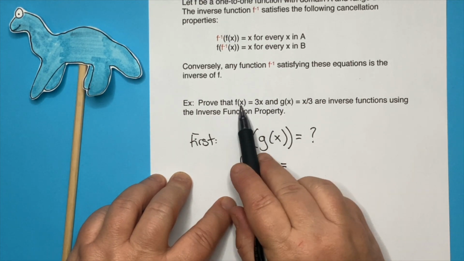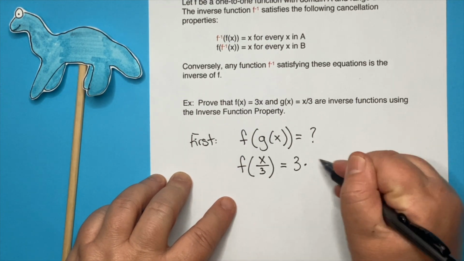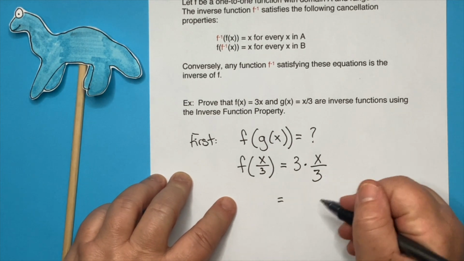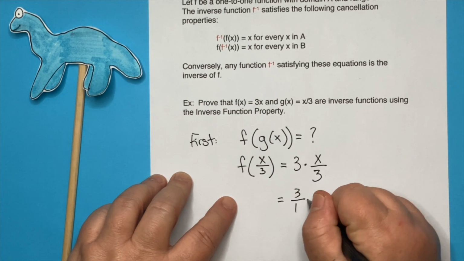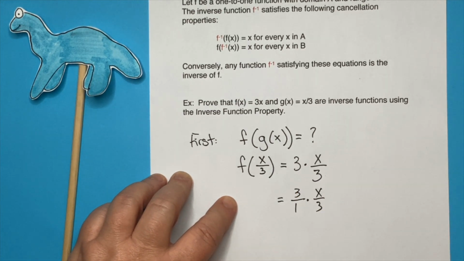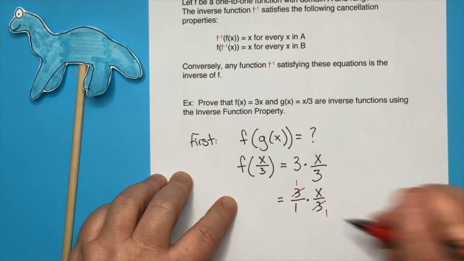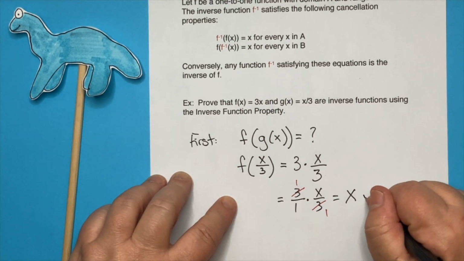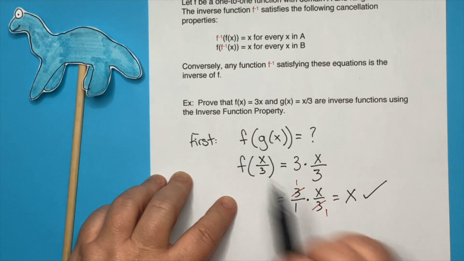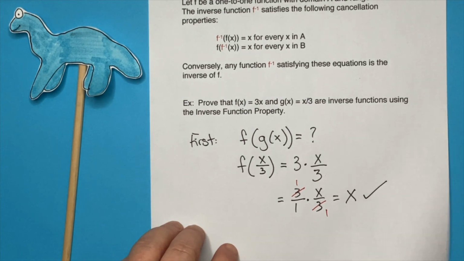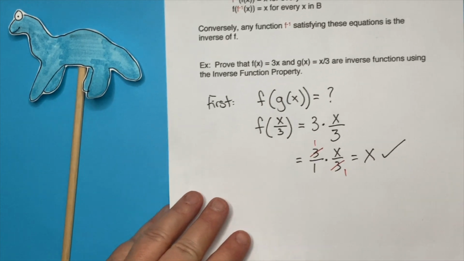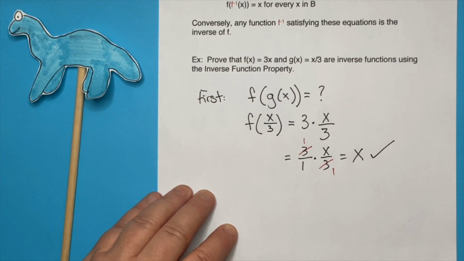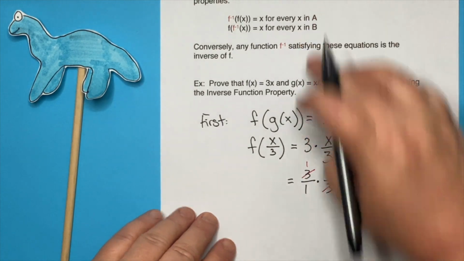f says whatever you get in, you multiply by 3. So it'll be 3 times x divided by 3. Well, if I have 3 times x divided by 3, that's 3 over 1 times x over 3. The 3's cancel. Oh my goodness. Oh, what luck. That equals x. So if I compose these two, x comes out. They undo each other. Now, is that enough? Sometimes it is. It depends on the situation. But the rule is you have to try it in both directions.